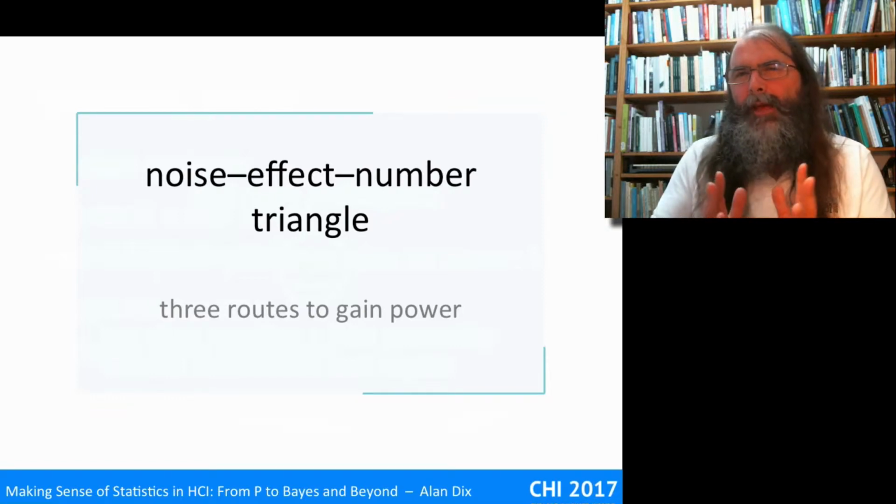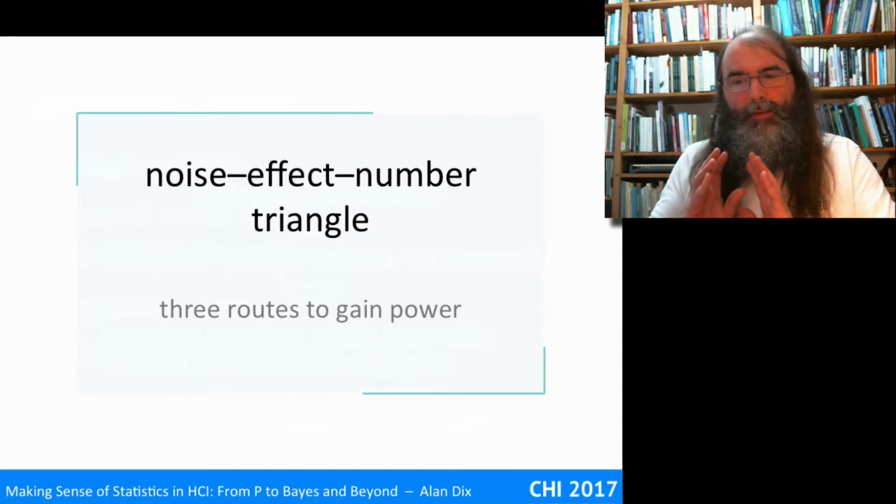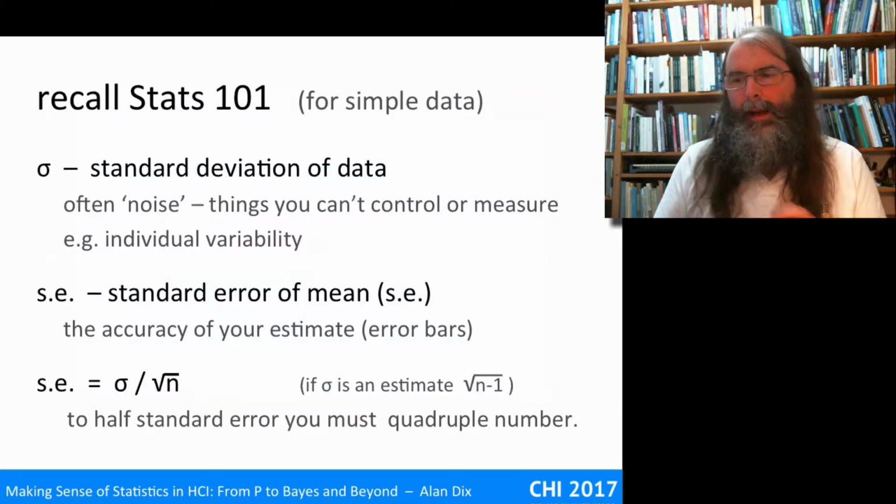So first of all, if you want to understand how to gain more power in your experiments, you need to think about what we call here the noise effect number triangle. And there are different routes to get power.